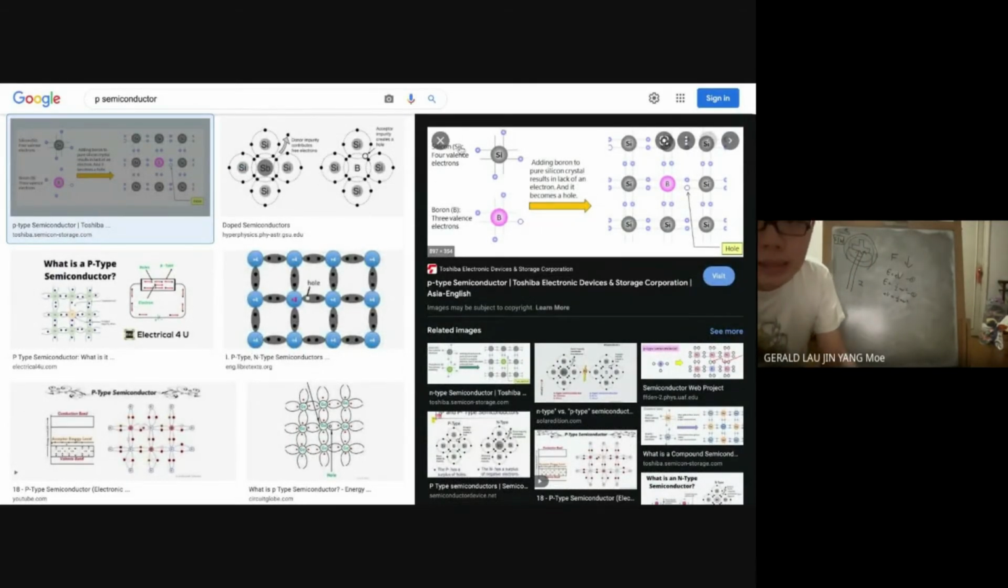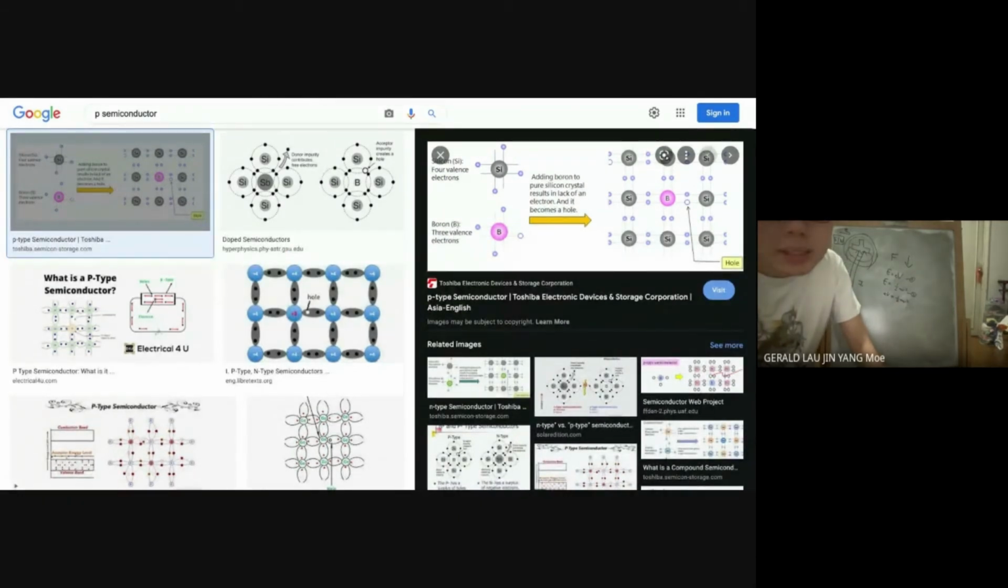Silicon atom has 4 valence electrons. Boron only has 3. So when you dope, you add boron into the silicon crystal lattice. There is one hole here because there's no electron to fill in, since boron only has 3 valence electrons. That's why we call it a hole. That's why it forms a positive layer, the P-type semiconductor. Can you understand this?